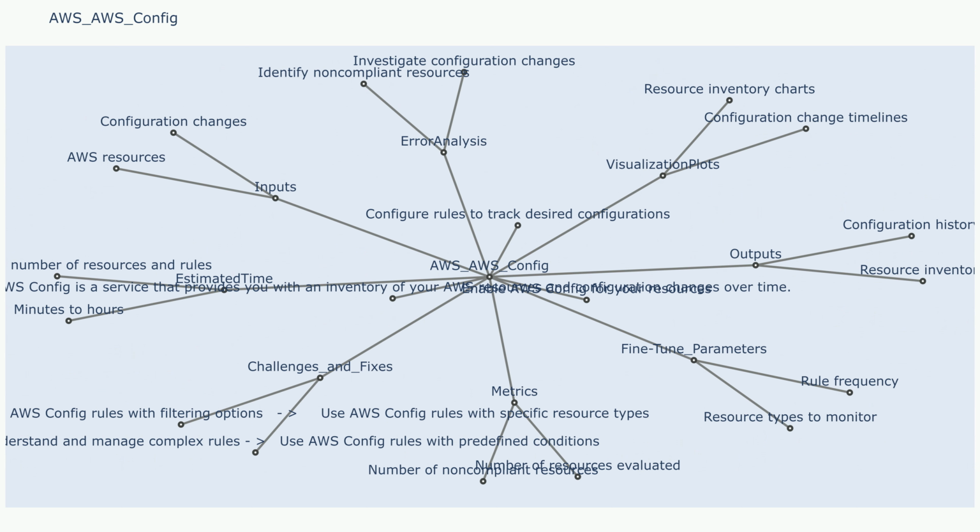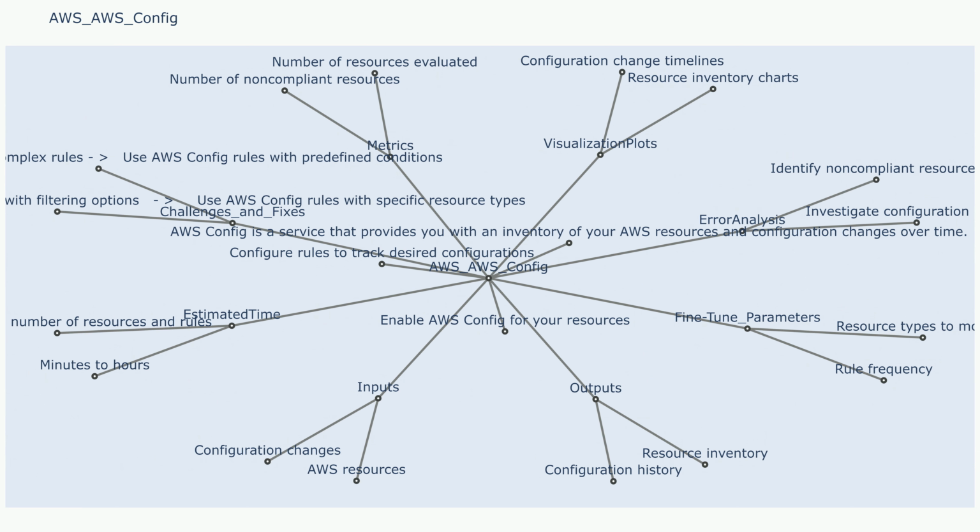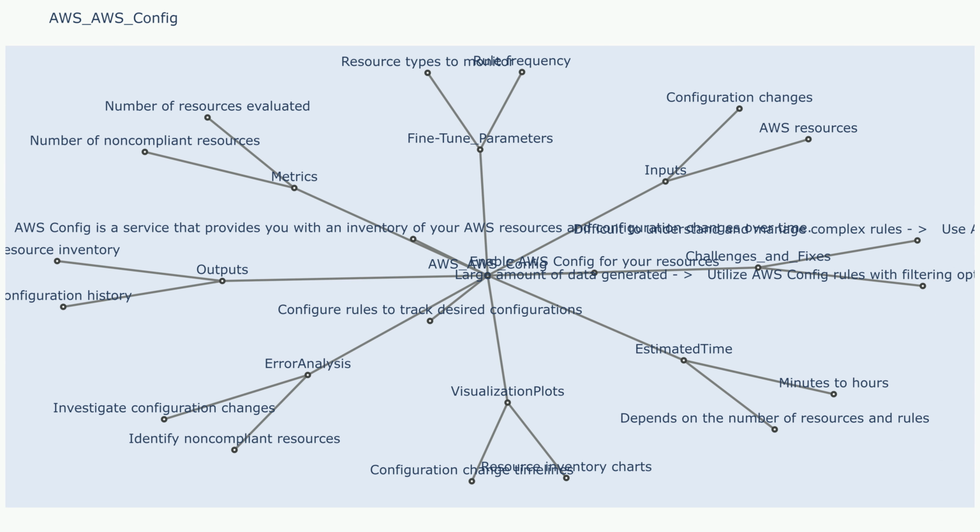Name: network connectivity. Purpose: AWS Config requires network connectivity to access AWS services and resources. Ensure your environment has the necessary network setup to allow communication with AWS Config.